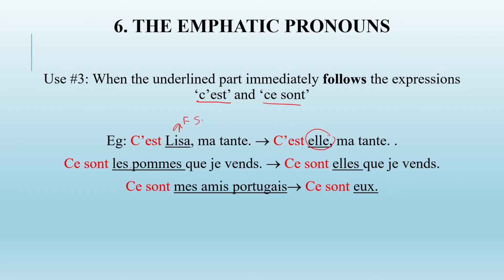Okay. Les pommes has been underlined, and what do you see before the underlined part? Ce sont. Okay, so ce sont, the indication is that you have to substitute it with emphatic pronoun. Which one? Les pommes is feminine plural, has to be substituted with elles, like you can see here. Okay, again, ce sont is coming before the underlined part, indication of an emphatic pronoun. Mes amis. Mes amis is masculine plural, so you have to put eux. Okay, this is the third use of the emphatic pronouns. Pretty simple to identify.